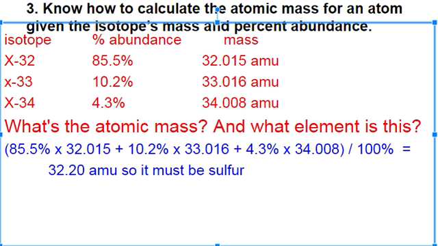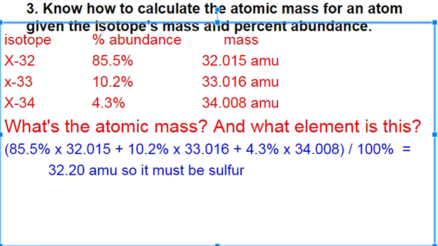I take the 85.5% times 32.015. I don't bother moving the decimal because I would have to move it for all 3%. And A, I'm lazy, and B, I make dumb mistakes. So if I have fewer steps, I have fewer chances to goof up.